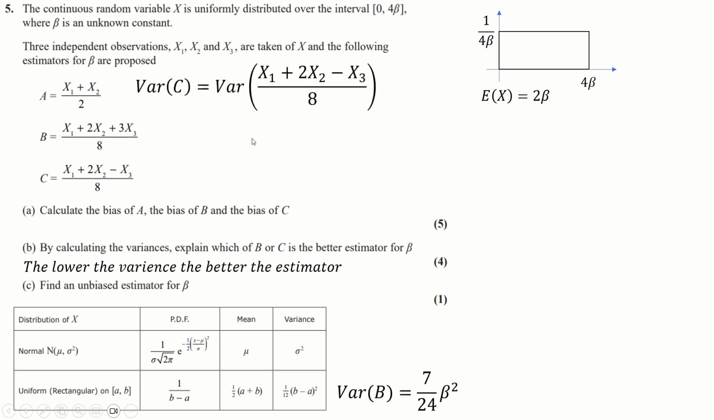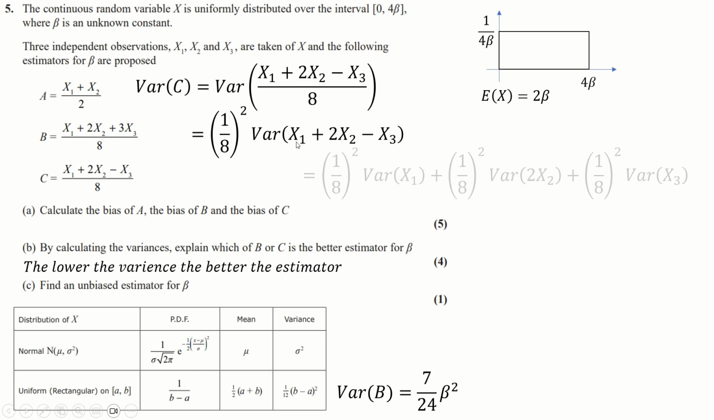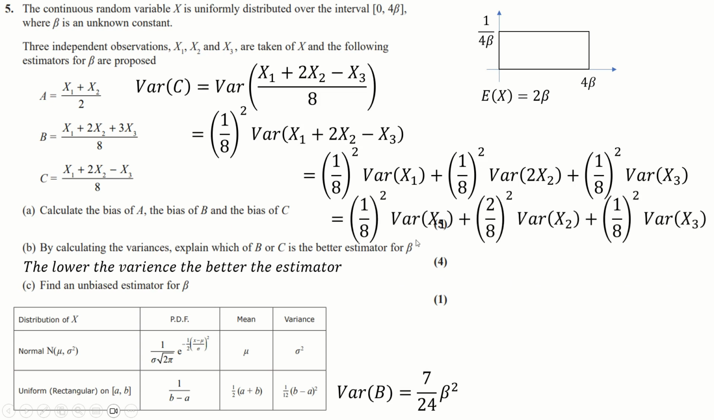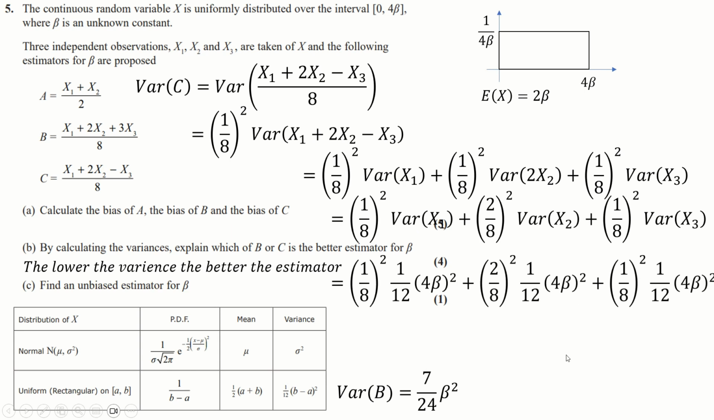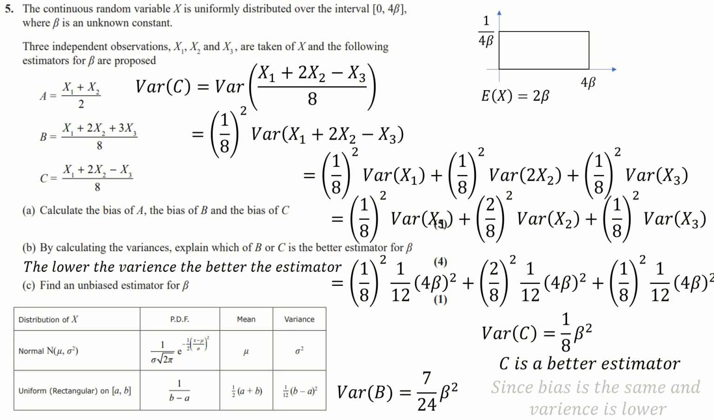Just note there is one trick here that we need to remember for variance, which is that when we're splitting up observations like this, even if we're taking away, we always add the variances. And then again, this 2 comes out, but also needs squaring. And of course, the variance is given by that same thing we had before. Type it all in the calculator, and we'll get this here. And now 1/8 is less than 7/24, so the variance for C is lower, and therefore C is a slightly better estimator because of the lower variance, but the bias was the same.